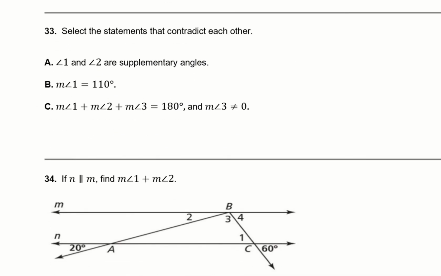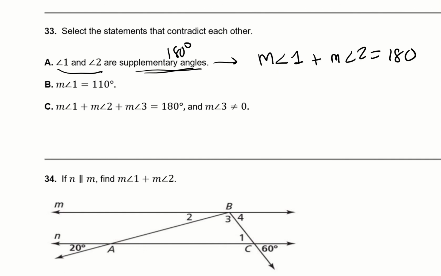Select the statements that contradict each other. So angle 1 and angle 2 are supplementary angles. Remember that supplementary angles add up to 180 degrees. So let's write this statement. This means that the measure of angle 1 plus the measure of angle 2 is equal to 180. Now they said in B that angle 1 is 110. So if angle 1 is 110, then that means this is going to be 70, right? So 70 plus 110 is 180. All right, no contradiction so far.